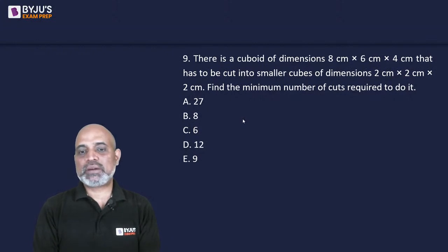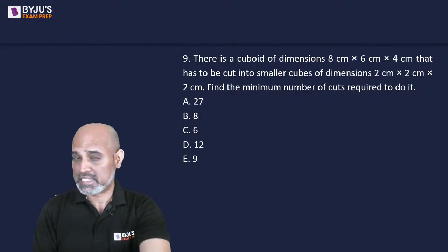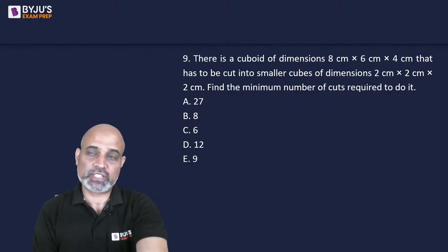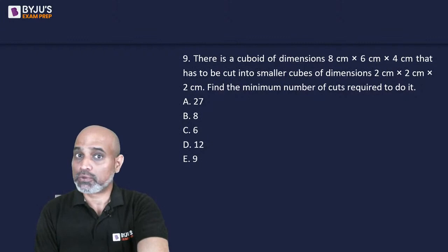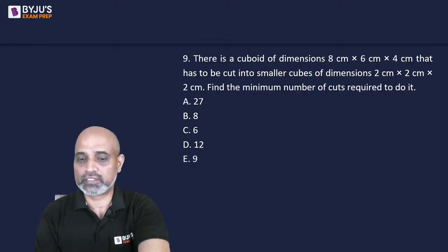There is a cuboid of dimension 8 cm, 6 cm, 4 cm that has to be cut into smaller cubes of dimension 2 into 2 into 2. Find the minimum number of cuts required to do it. इधर हमें cuts चाहिए. It's the same question as we have done previously. It's the vice versa. उस question में cuts given थे, आपको cubes निकालने थे. Here the cubes का dimension is given. You need to find out the number of cuts.